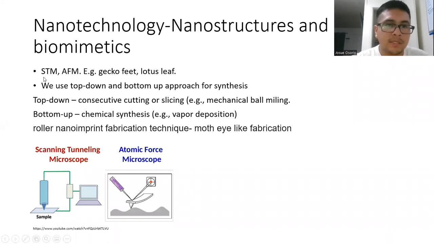So now let's talk about this. We are going to talk about the techniques that I already talked about to visualize this. One is scanning tunneling microscope, and the other is atomic force microscope. And in scanning tunneling, you have a sample and then some type of detector, and the detector uses electricity to scan the sample. And the other one, we have an atomic force microscope. And this one, you have a sample right here, and then you have a type of metal. It's called a cantilever.